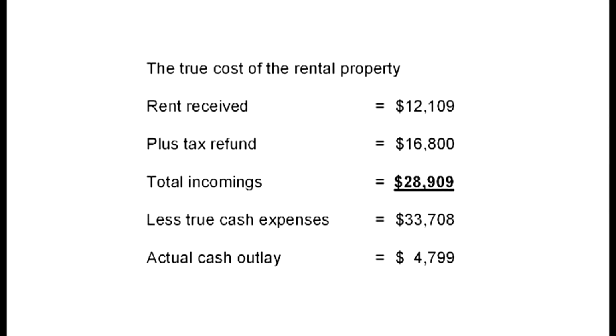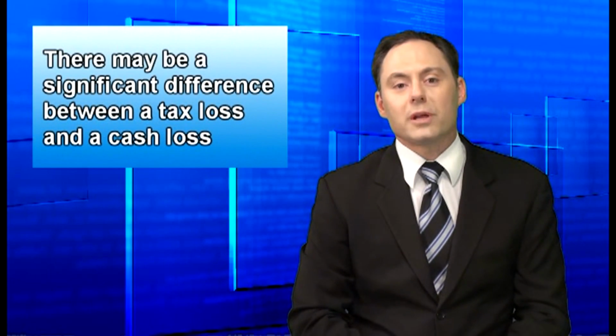The difference between the total incomings of the tax refund being $12,109 and the rent being $16,800, totalling $28,909, less the true cash expenses of $33,708, gives us a true net loss, not a tax loss, of $4,799. This is $90 odd per week. This looks much more respectable, doesn't it?